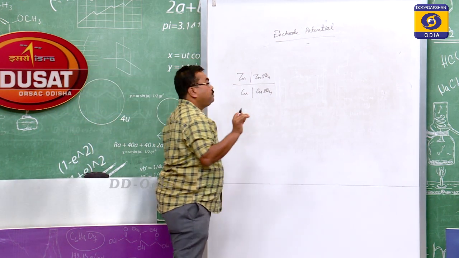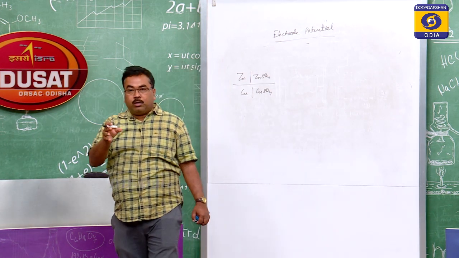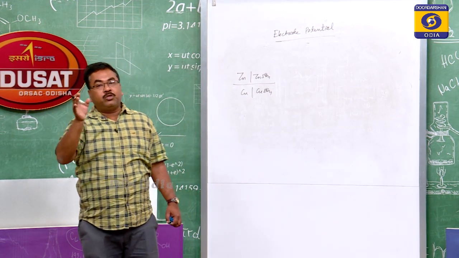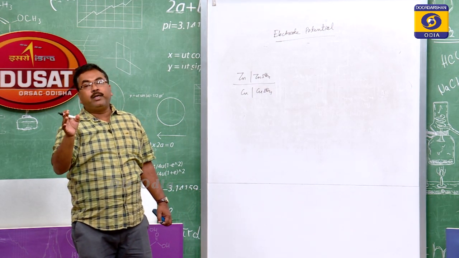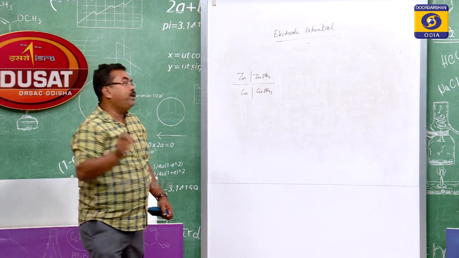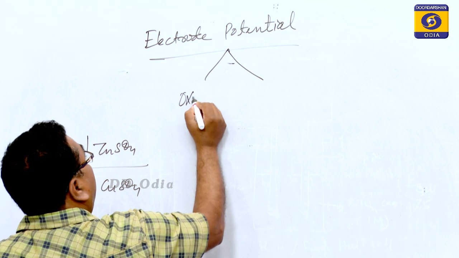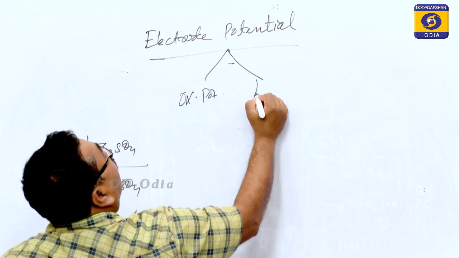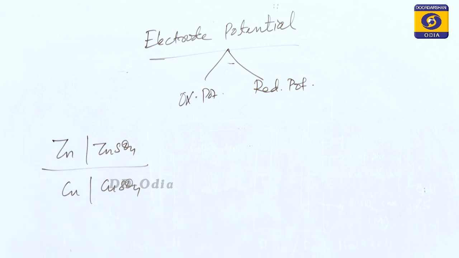That electrical double layer gives rise to a potential called the electrode potential. That means, depending upon the process going on at the particular electrode, when that electrode is in contact with the solution of its own ion, we call it either an oxidation potential or a reduction potential. So, it is either oxidation potential or reduction potential. So, how can you define electrode potential?